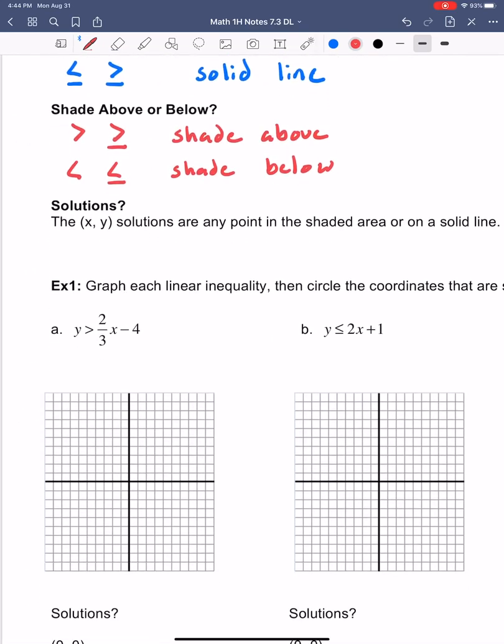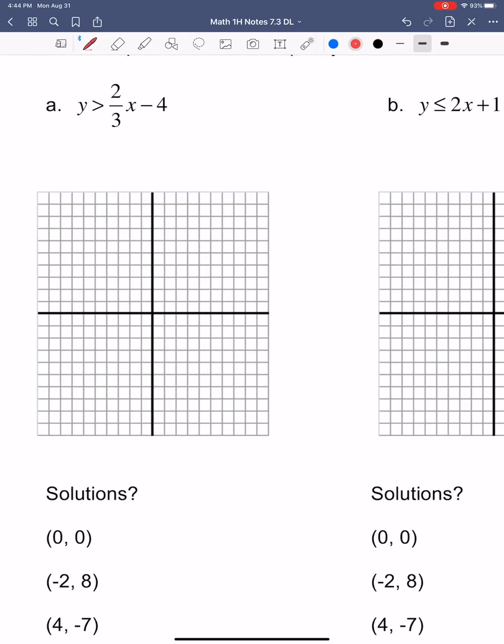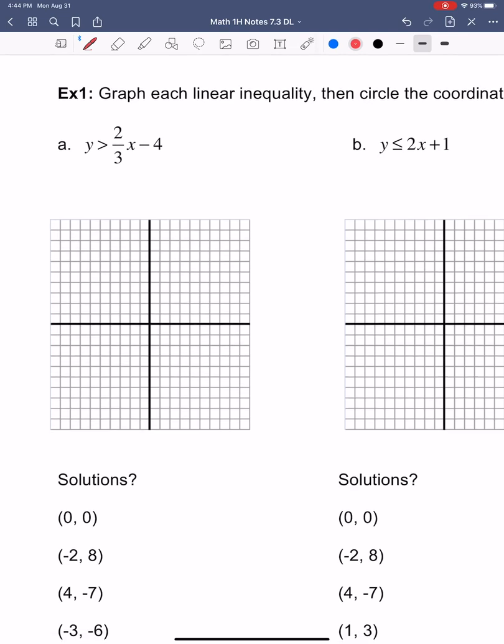All right, let's graph a couple ourselves here. Okay, the first one is already in slope-intercept form. We can see that it's y is greater than 2/3 x minus 4. Remember our b value, our y-intercept, okay, is back here is the -4. So I'm going to go to -4, 1, 2, 3, and -4. And then I'm going to use the slope, which is 2/3. Remember, that's rise over run. So up 2, and then to the right 1, 2, and 3.